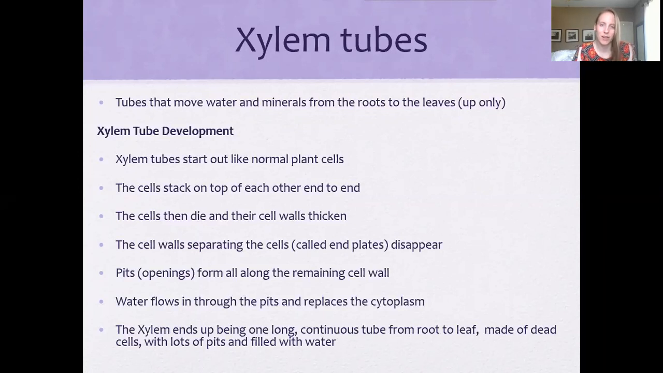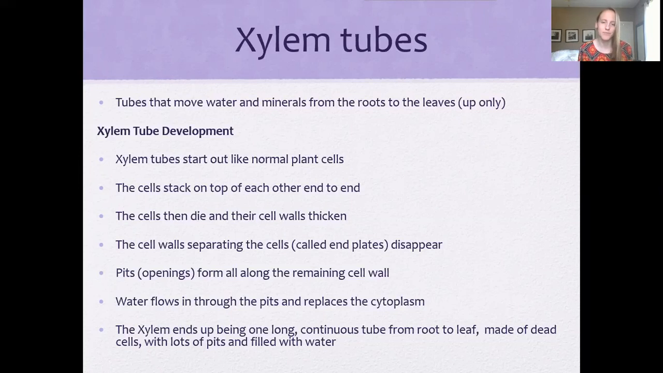Xylem tubes start out like just normal rectangular plant cells that stack on top of each other end to end, but then the cells die and their cell walls thicken even further. The cell walls that are actually separating the cells, so when they touch where they're stacked on top of each other, those are called the end plates and they disappear.